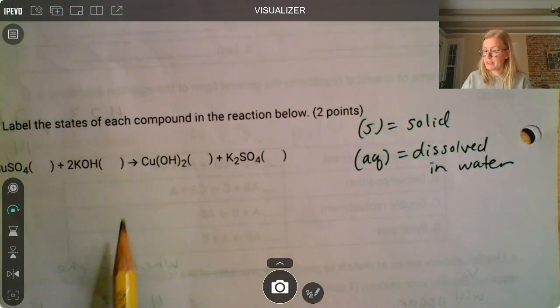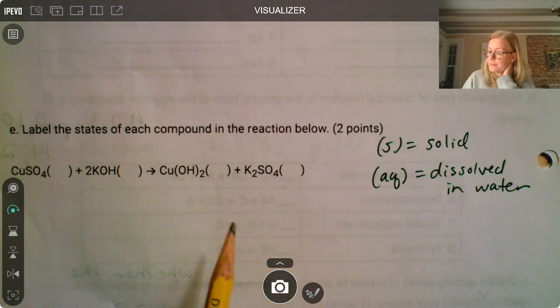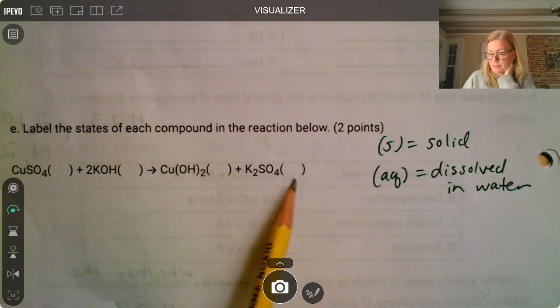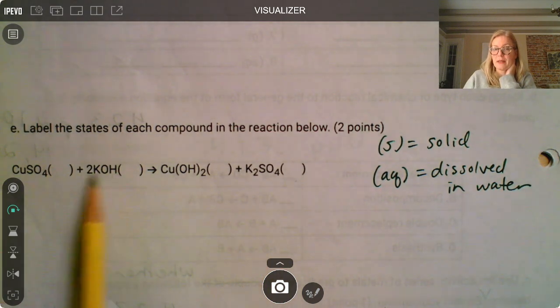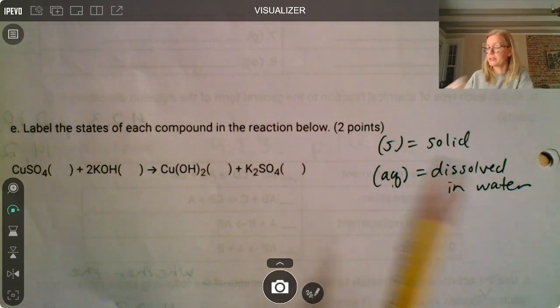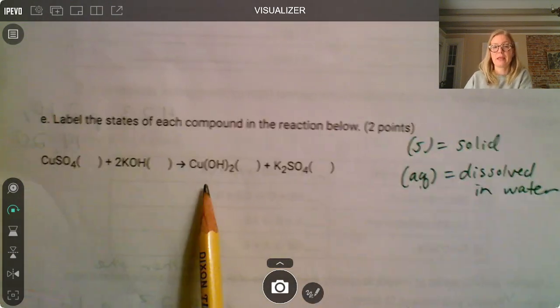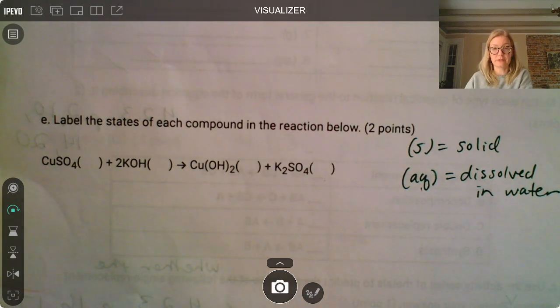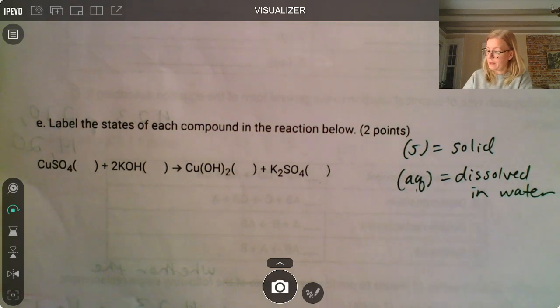And then for part E, it's the same reaction, okay? But you need to specify the states, okay? So if one of the products dissolves in water, the state is going to be AQ, which means aqueous. So if it's soluble, according to the solubility table, it's going to be aqueous. So write AQ. If it's not soluble, that means it won't dissolve in water, and it'll be a solid that sinks to the bottom. It's the precipitate. So write S for solid, okay?